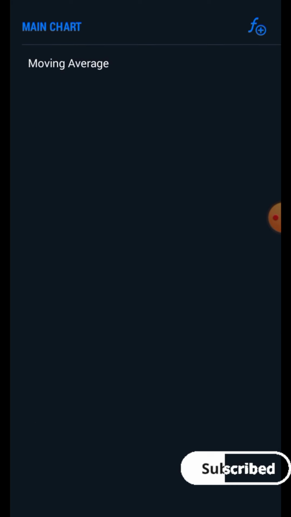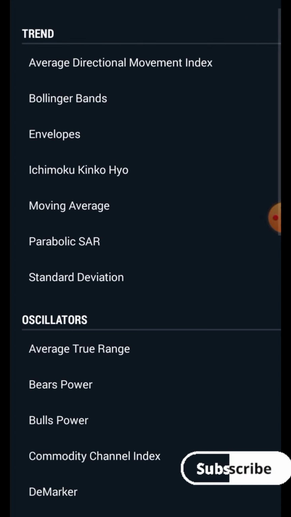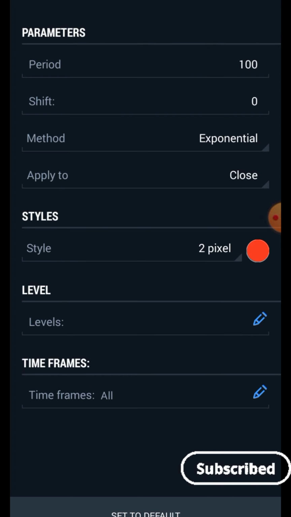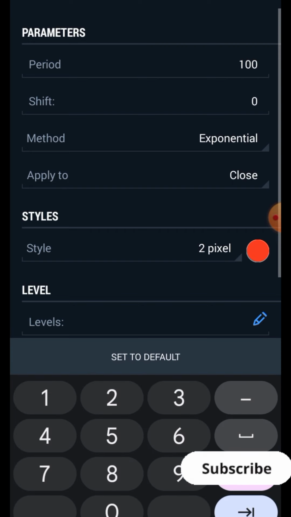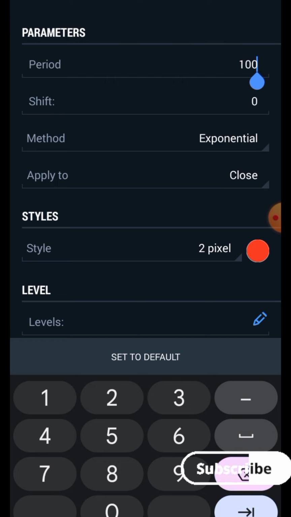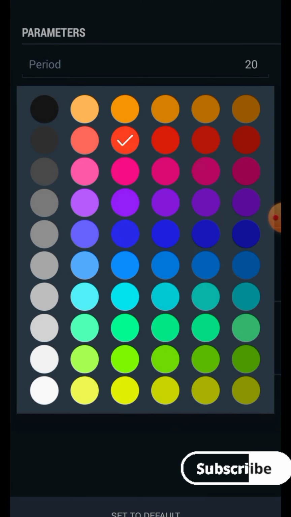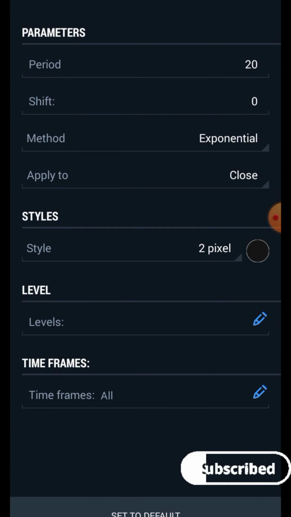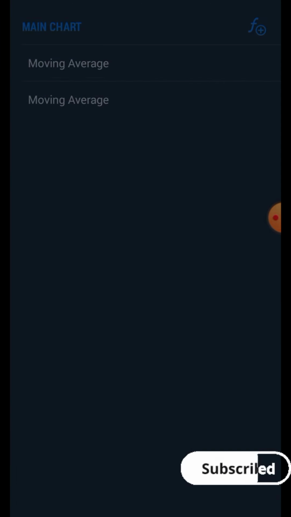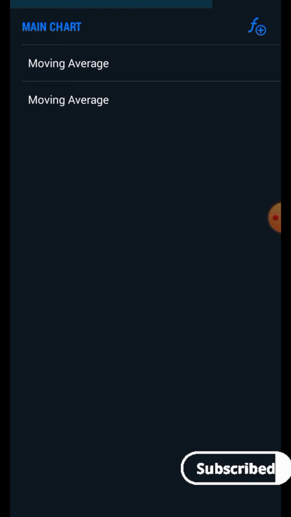I will add another moving average again. I'll click on that sign, then go to moving average. What I'll do here is change this period to 20. Then I will change my color to black, so I can use the black color. I click done. So you see I have two moving averages here now. Go back to the chart.